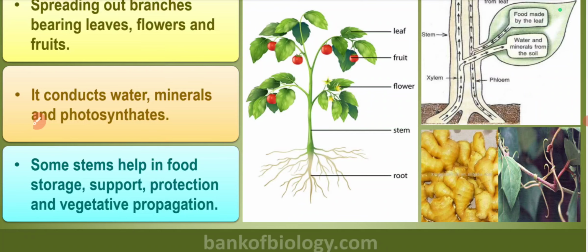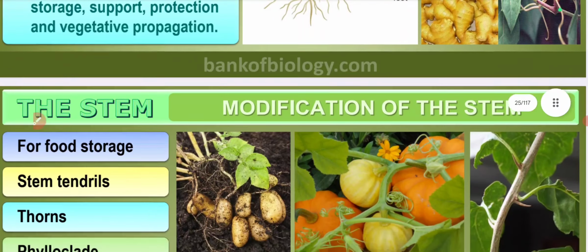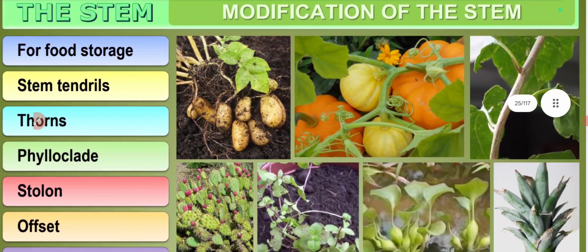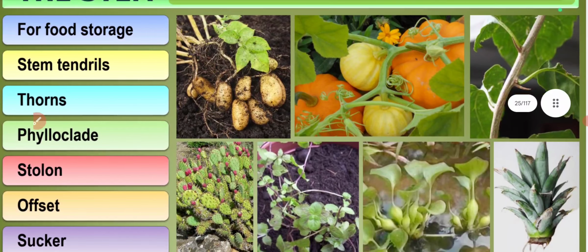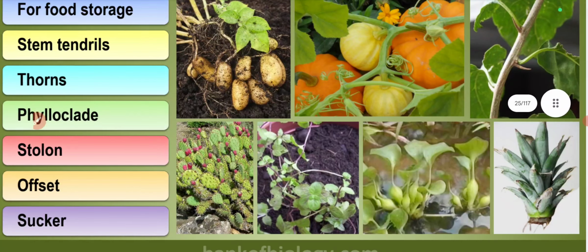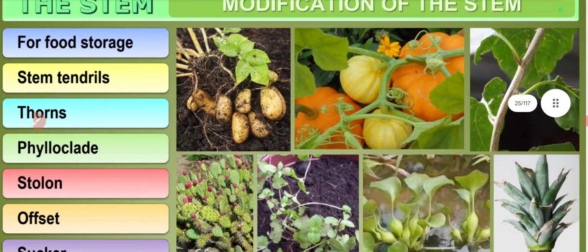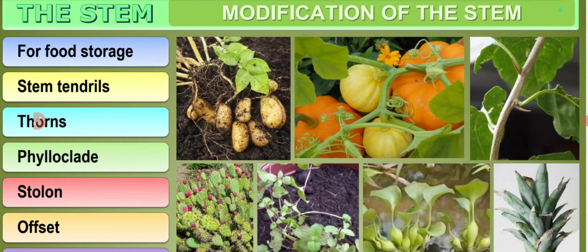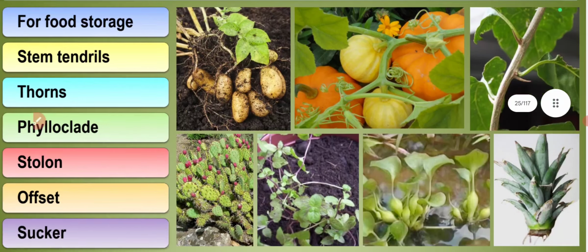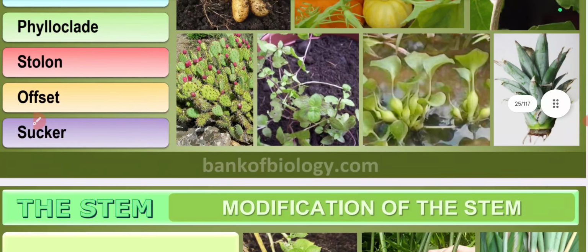Vegetative propagation: we are all familiar with the rose plant, where the cutting of a healthy stem grows into a new plant. Next is the modification of the stem: stems modified for food storage, stem tendrils, thorns, phylloclade, stolon, offset, suckers. We are going to cover all the points of the modification of the stem.